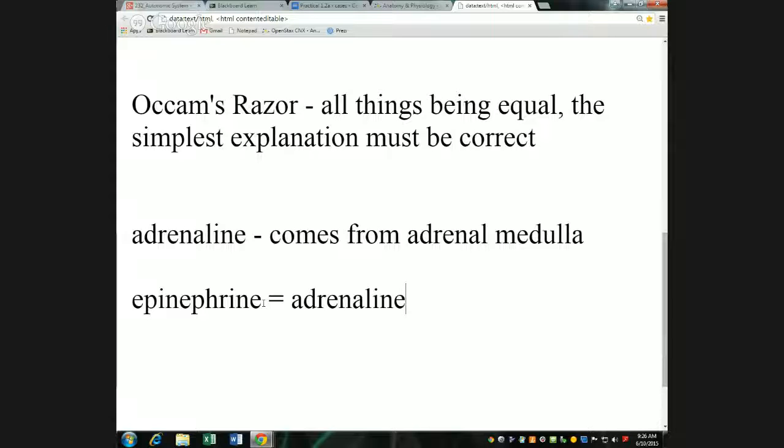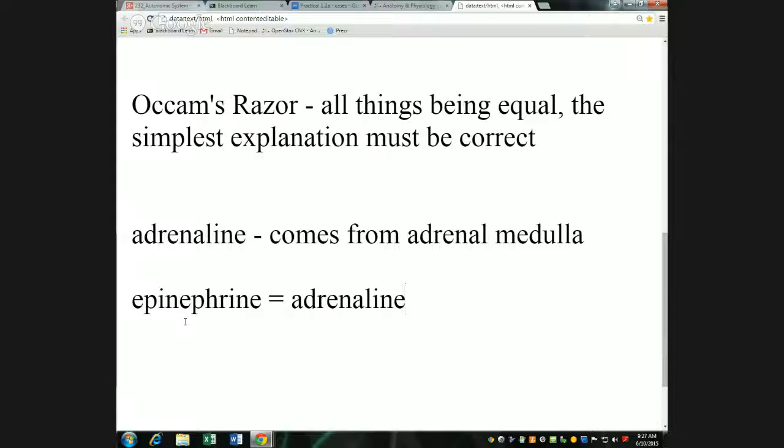In the United States, we use the word adrenaline in common usage to talk about epinephrine, because you can't enforce a trademark on just common usage of words, which is why we call things Band-Aids or Kleenexes or something like that. But in formal writing, epinephrine will be referred to as adrenaline.